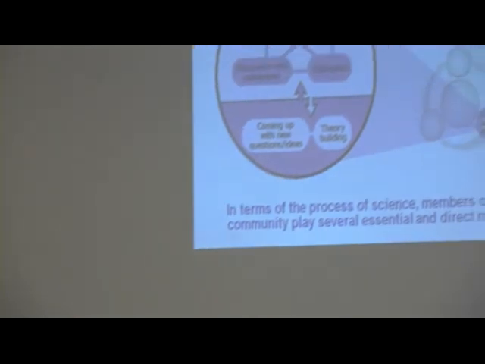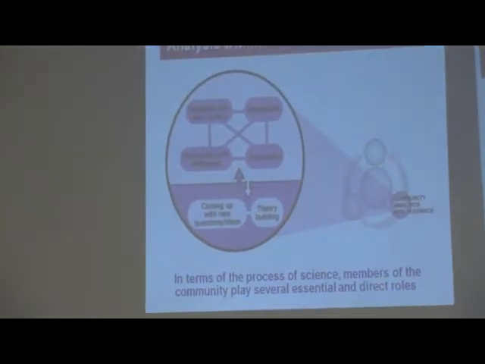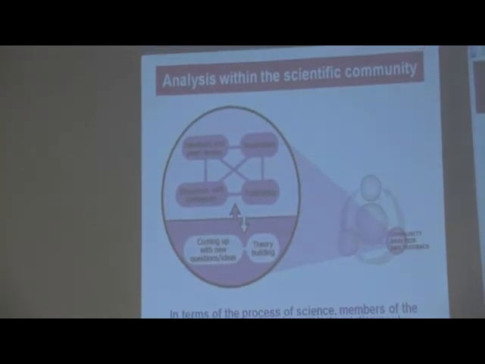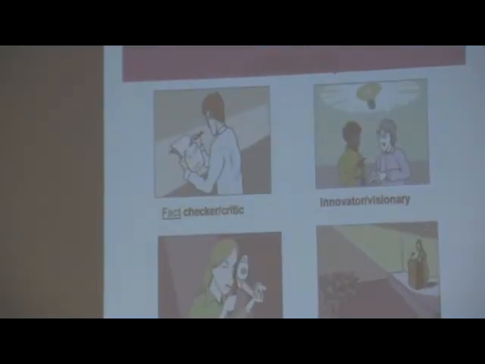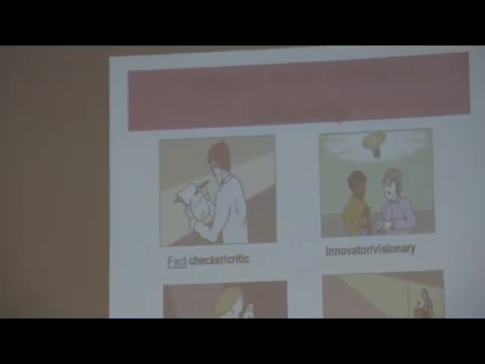When you analyze the scientific community, as I explained earlier, they are coming up with new ideas and questions based on their theory or based on what they observe, and then they have discussions with their colleagues, and then they undertake research, and on that research they get feedback and peer review, then it leads to publication, and also discussion of the topic will help you to avoid replication of such research. In terms of the process of science, members of the community play several essential and direct roles. This is an analysis of the scientific community.